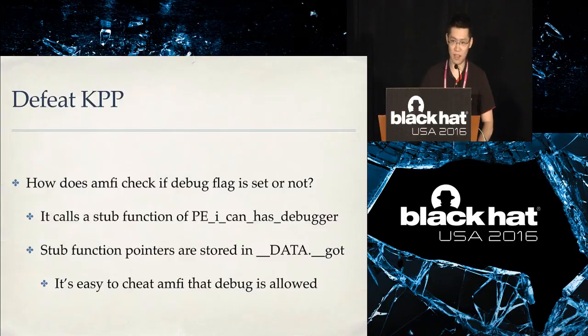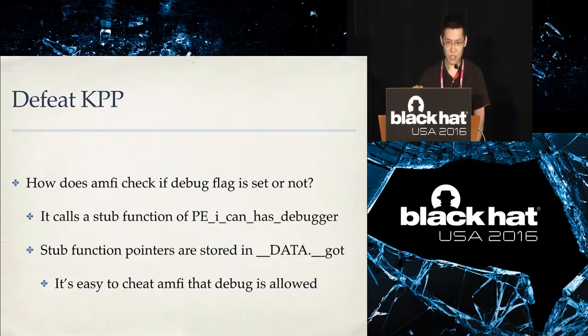Okay, so another way we could defeat KPP: as we mentioned before, the GOT section is inside the data, which is marked as RW, and we can modify this. What is it used for? The stub functions. For example, the MFI extension needs to know if the system is in debug mode. It needs to call PE_i_can_has_debugger, and this function is exported by the XNU kernel. It cannot implement it itself.